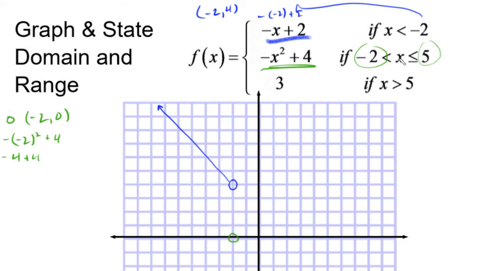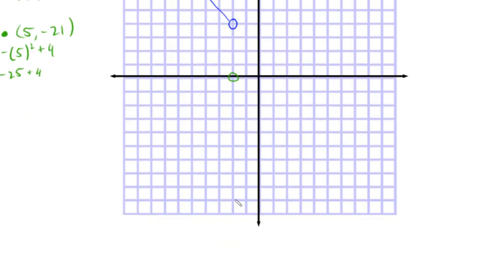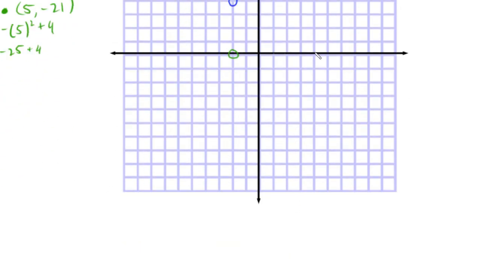Then we plug in 5, and this is going to be a closed circle. So closed circle, plugging in 5. And you're going to get -25 plus 4, which is -21. So you've got 5 at -21. So then we have a closed circle here. So I'm just going to go ahead and say that this is 1, 2, 3, 4, 5. I'll say this is -21. It's a closed circle.